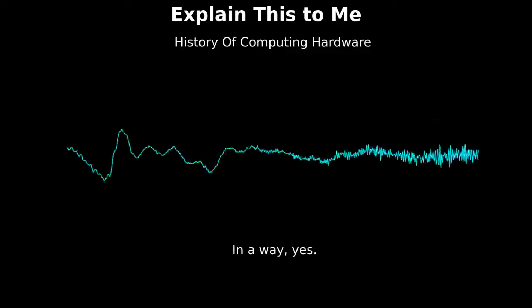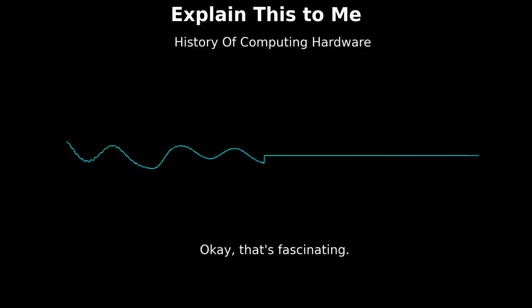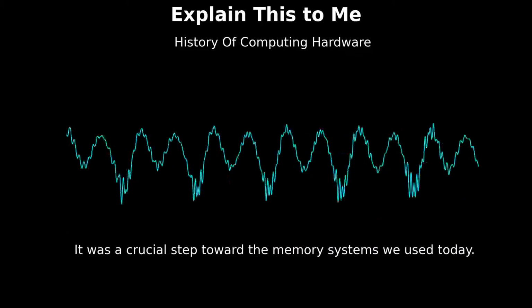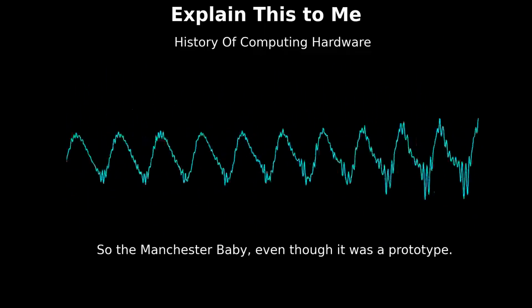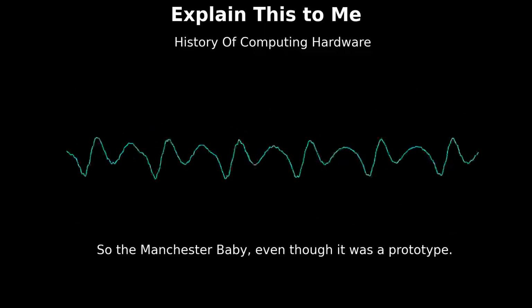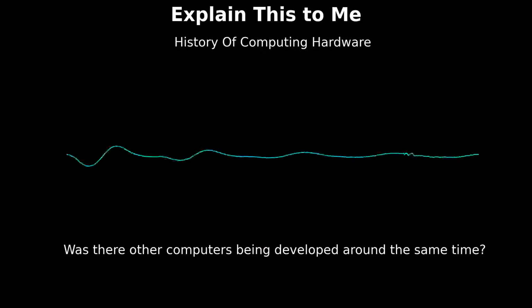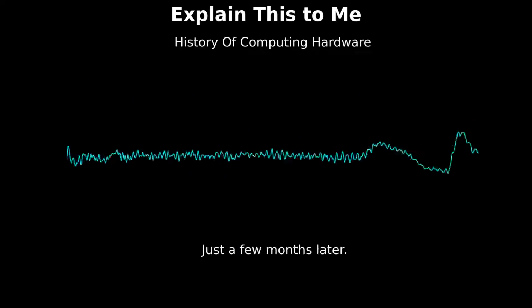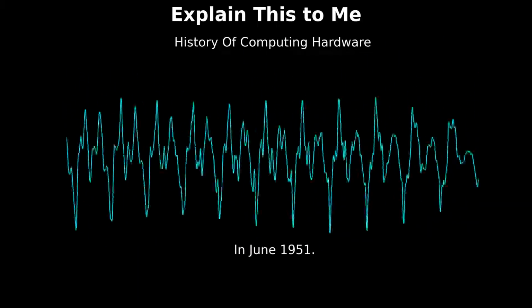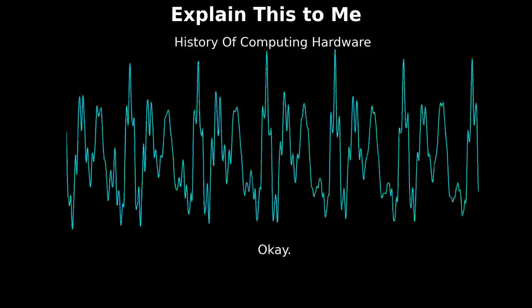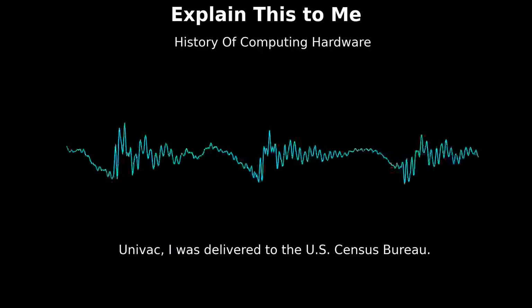So the Manchester Baby, even though it was a prototype, was a big step towards practical computers. Were there other computers being developed around the same time? Just a few months later, in June 1951, the UNIVAC was delivered to the U.S. Census Bureau. This was the first mass-produced computer, marking the beginning of the computer age as we know it.